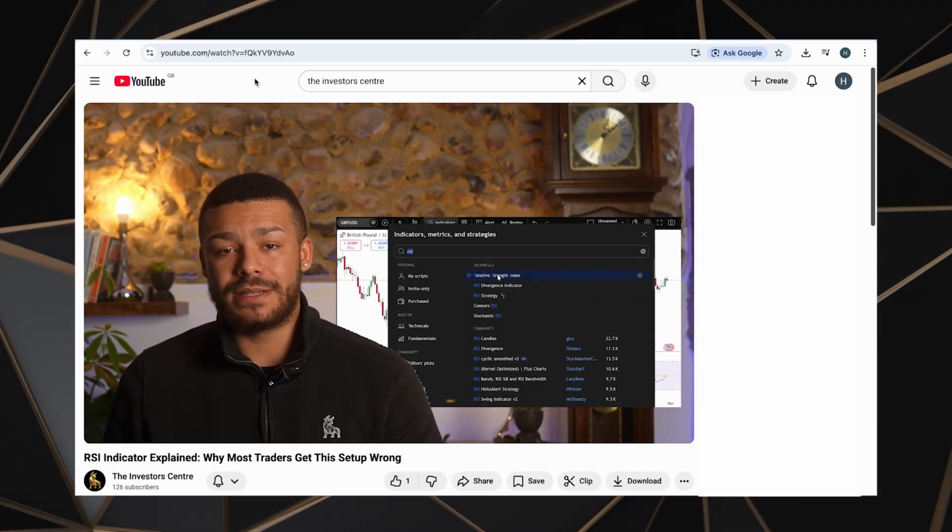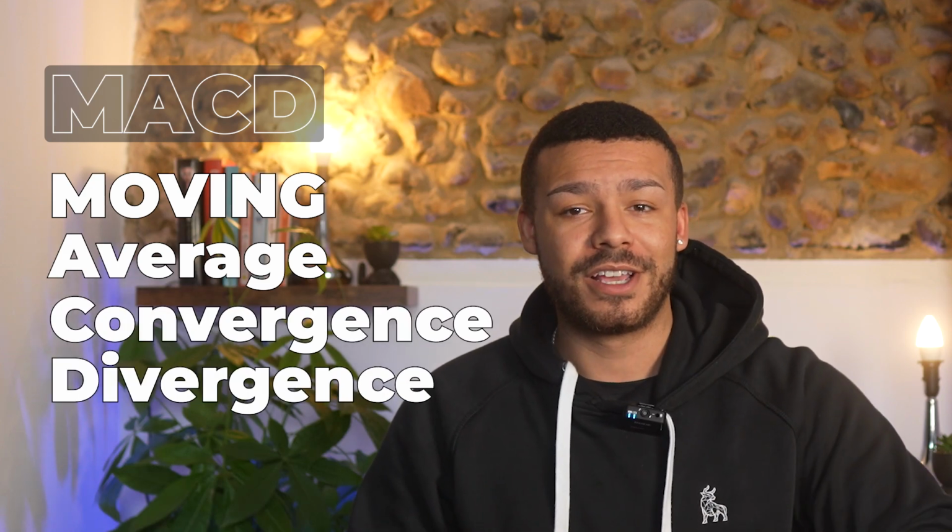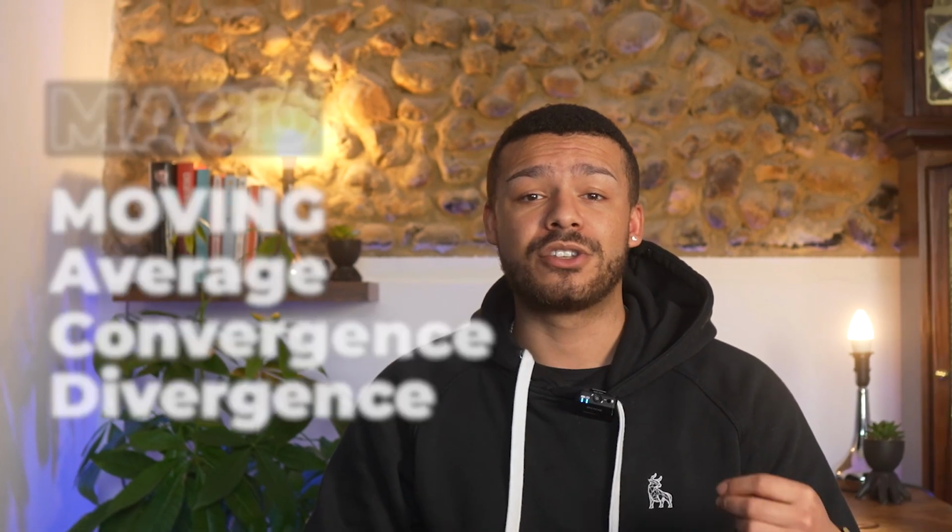Last time we covered RSI, which measures momentum using a single line. MACD also measures momentum, but it does it by comparing two moving averages. Here's how it works. MACD stands for Moving Average Convergence Divergence. The name sounds complicated, but it's describing exactly what the indicator does. It tracks when two moving averages are moving towards each other or away from each other.